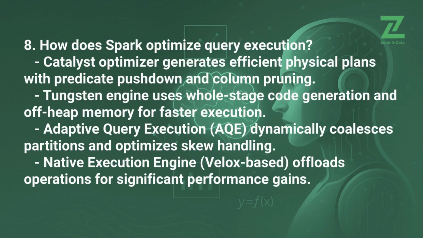8. How does Spark optimize query execution? Catalyst Optimizer generates efficient physical plans with predicate pushdown and column pruning. Tungsten Engine uses whole stage code generation and off-heap memory for faster execution.